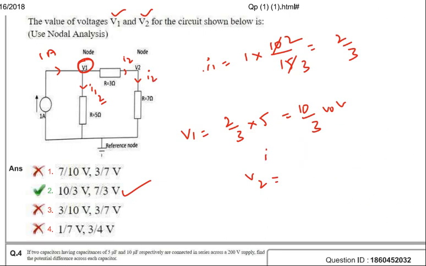So from this, I2 is equal to 1 minus 2 by 3. So the remaining current will flow through this, that is 1 by 3 amps of current will flow through this. So 1 by 3 into 7, that is 7 by 3 volts. So VT equals 7 by 3. Okay, so this is the correct answer.